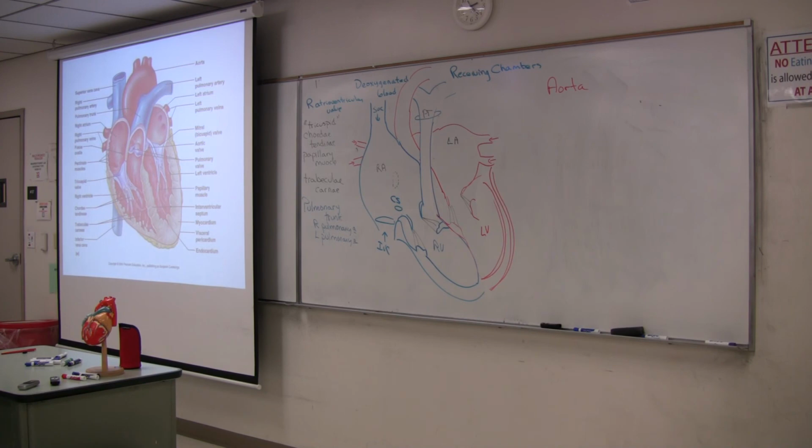So, again, superior vena cava. Blood flows into the right atrium, through the right atrioventricular valve to the right ventricle. Blood from the pulmonary veins is flowing into the left atrium and through the left atrioventricular valve to the left ventricle. All right? Both ventricles contract at the same time.